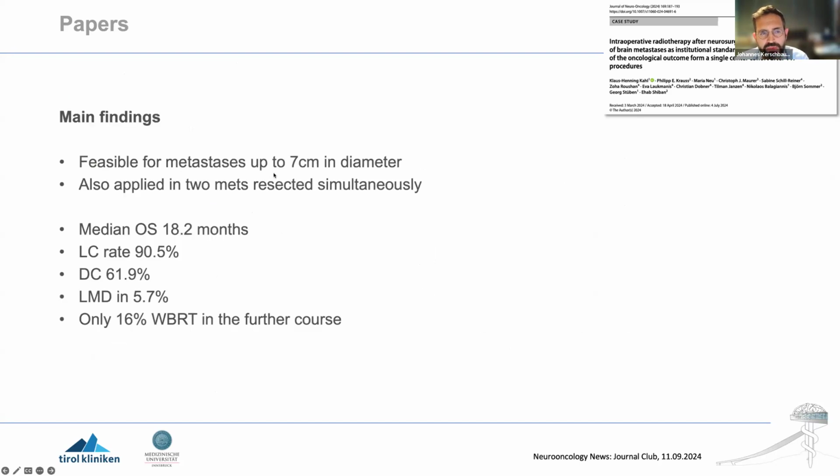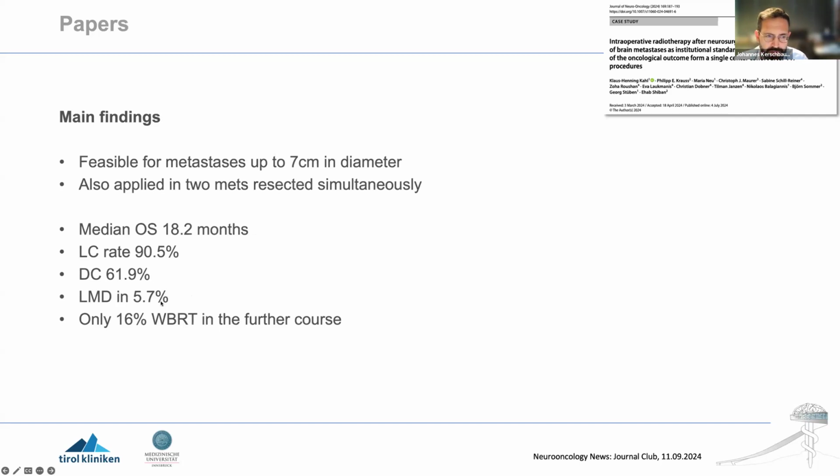Also in more metastases simultaneously or one after the other. So resect one, go for radiotherapy, go for resection of the second one, and proceed similarly. And they could show that they had quite a good overall survival. So still patients with brain mets, most of them do not live longer than a year. We had here a median overall survival of 18.2 months. And an excellent control rate, I think, with 19.5%.